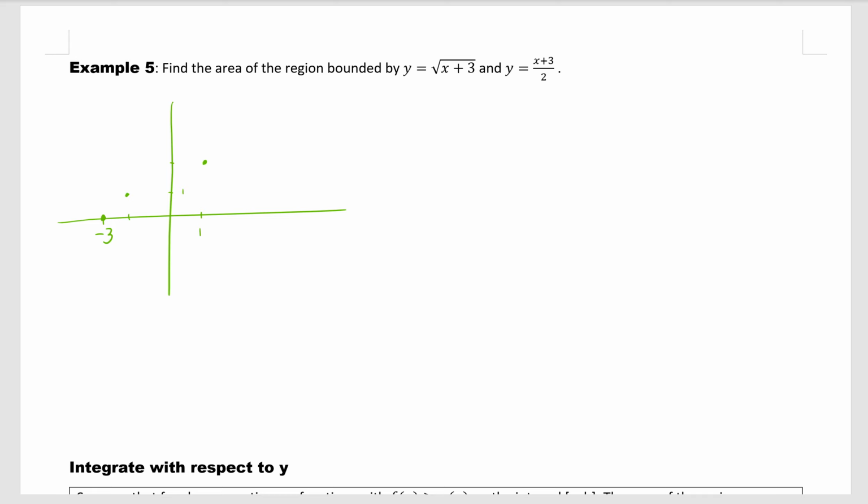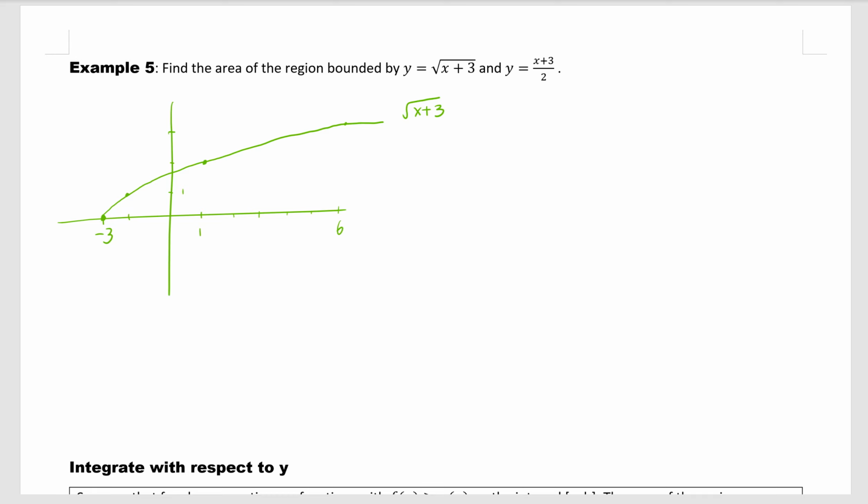And then what's the next integer? Square root of 5 is not an integer. Square root of 6, square root of 7, square root of 8, square root of 9. Square root of 9 is an integer. That is when x equals 6. So 1, 2, 3, 4, 5, 6. And square root of 9 is 3. Okay, so we connect those points smoothly. This is square root of x plus 3. So try to plot the integer points.